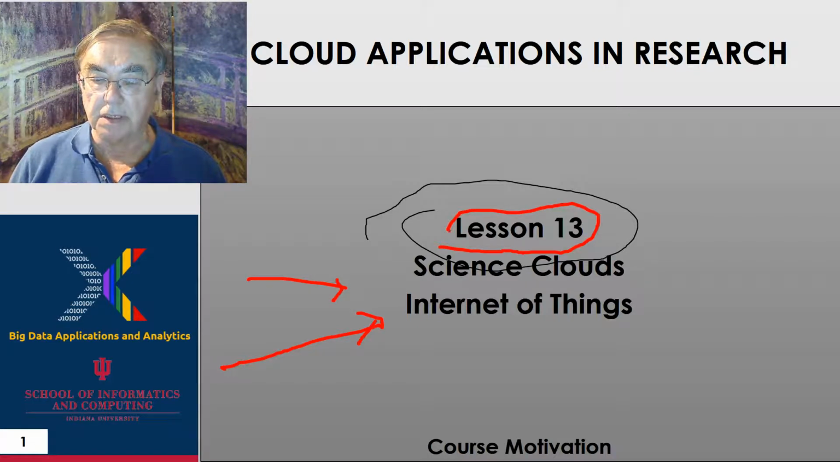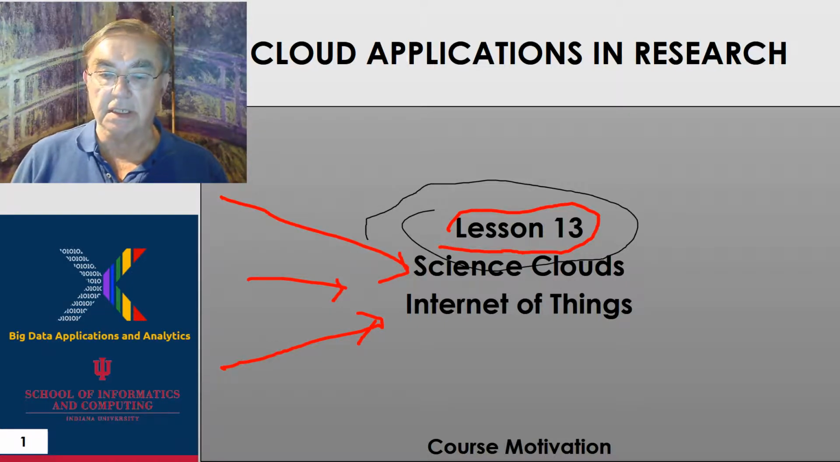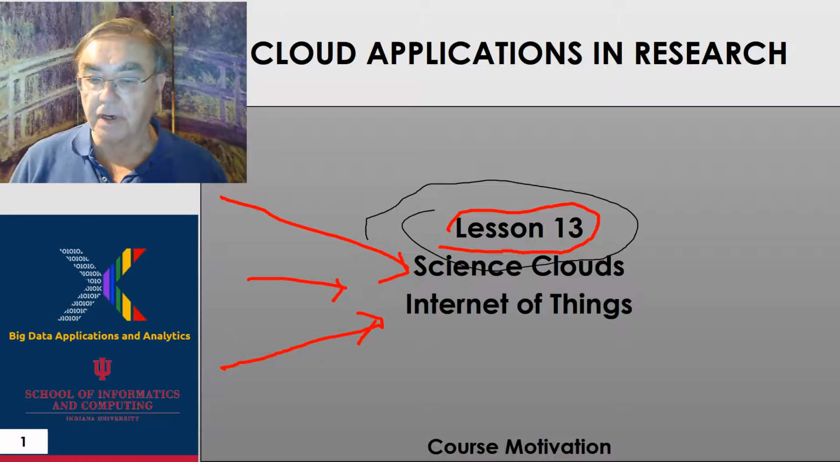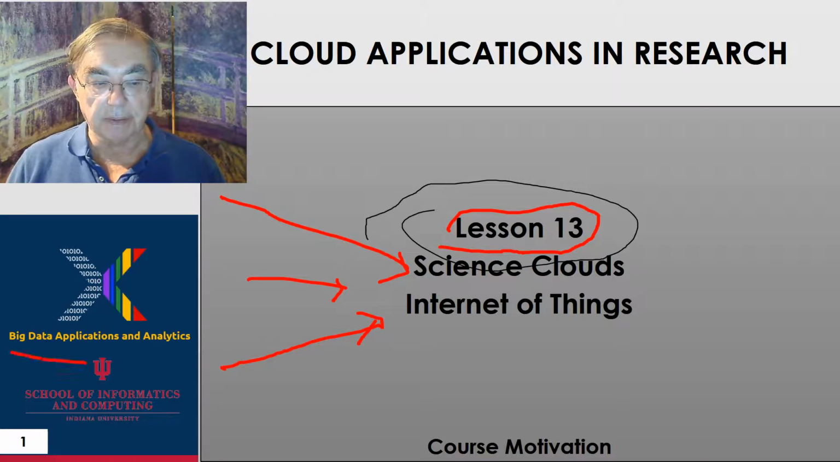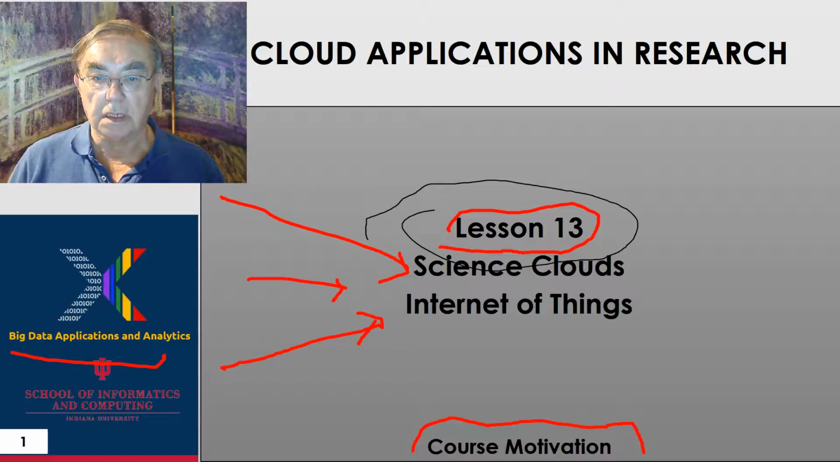And the other one is sort of science clouds, which we'll have examples of in the physics application, and remote sensing, and there are, of course, lots of other applications. Astronomy is one, and environmental science are all big data applications. So this is big data applications and analytics. We're in the School of Informatics, Computing, and Engineering. And this is the course motivation, lesson 13. Thank you very much.